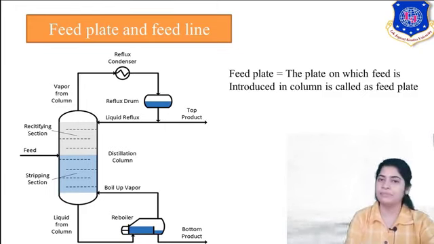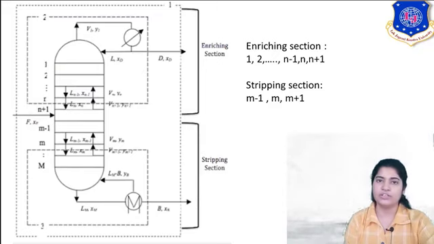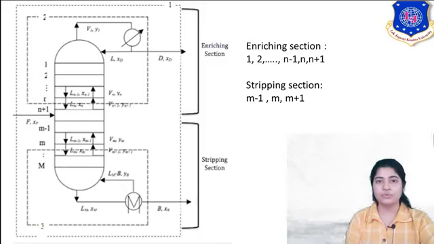So yes, the feed plate is what again? The plate on which feed is introduced in the column is called the feed plate. As I told earlier also, your feed plate divides your column into two parts, enriching section and stripping section. If you are counting the plates from top, that is 1 to n, so 1 to n plus 1, that area is your enriching section. Whereas including the feed plate, I am giving the notation m, and m minus 1, m plus 1, those are my plates which are present in my stripping section.